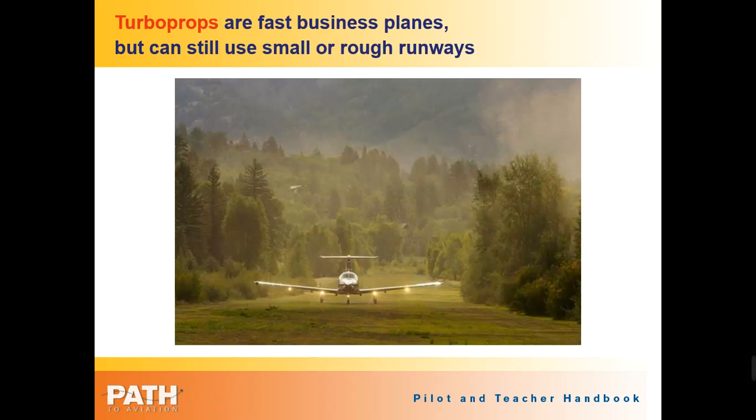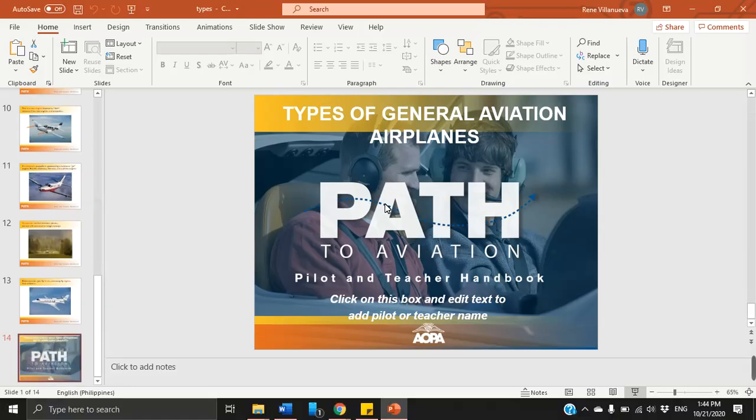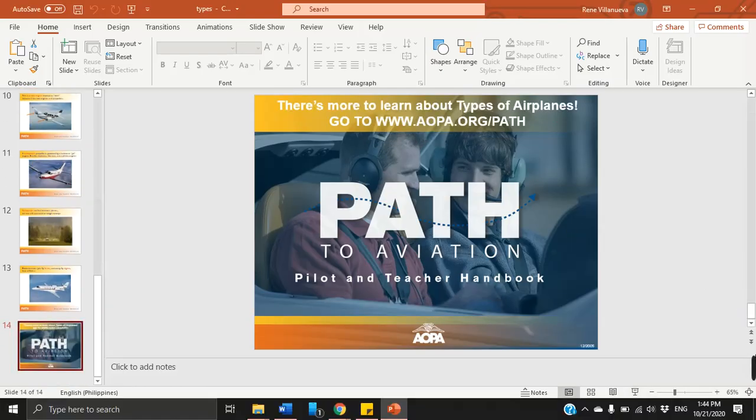Turboprops are fast business planes but can still use small or rough runways. So muna siya yung advantage sa turboprop kay pwede din mo siya mapalanding balag imo ang runway is dili semento, di daw kayo kay gamay raman siyang aircraft pero it still needs that strong power to fly. So some business jets fly faster and many fly higher than airliners. Okay, so muna siya may example niya. Sometimes they fly higher and faster. Okay, that's it for that part or lesson.